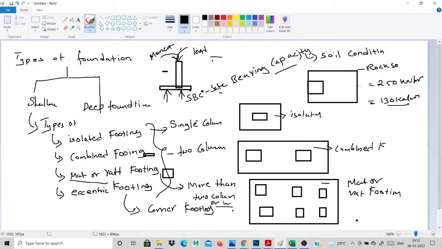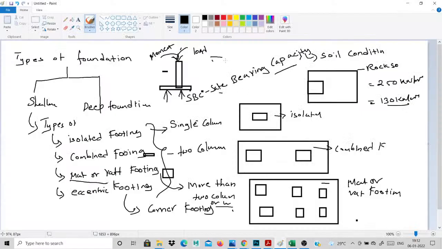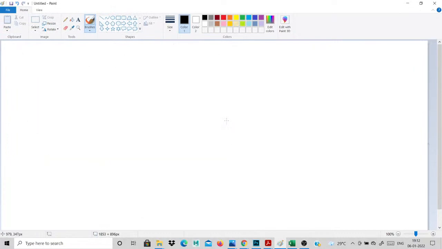Simple example: how to identify if your SBC is high, and what changes in your pedestal? For example, my safe bearing capacity is 250. I put my pedestal size based on my load condition and moment condition. I simply put the pedestal size as 4 feet by 4 feet. That is my pedestal size.